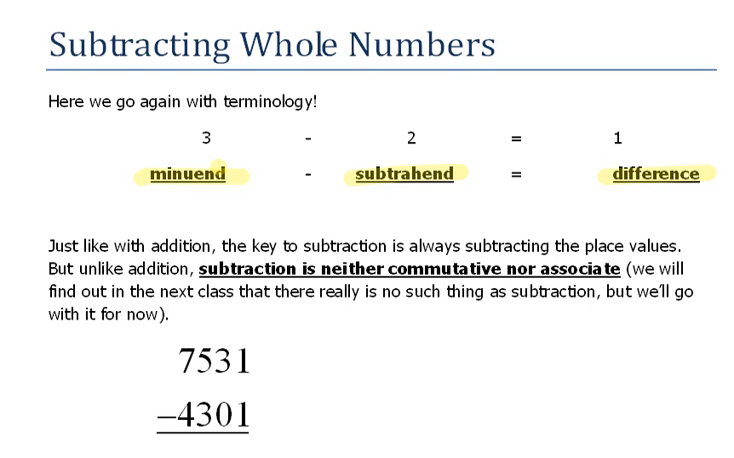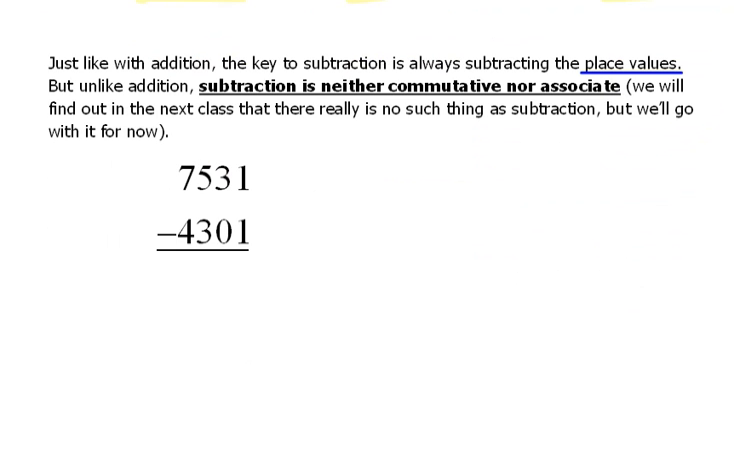Now, whenever we talk about subtraction, just like we did with addition, it's very, very important to keep in mind place value because we subtract according to place values. Now, subtraction, though, is neither commutative nor associative, so we can't do it in any order that we want to. We actually have to take the subtrahend from the minuend in order to get the difference.